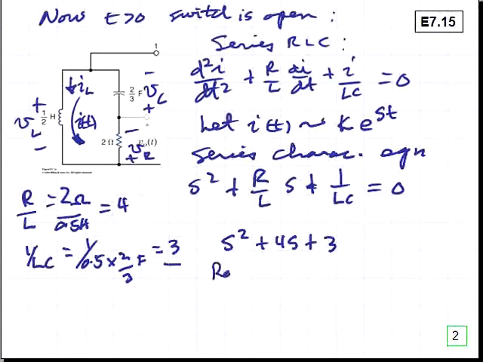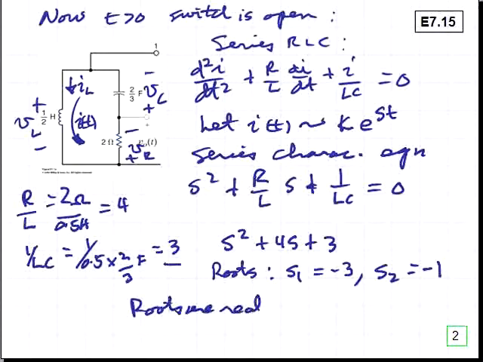And the roots of that equation are s1 is equal to minus 3, s2 is equal to minus 1. We observe that the roots are real and unequal, so we can say that the circuit response is going to be of an overdamped nature.